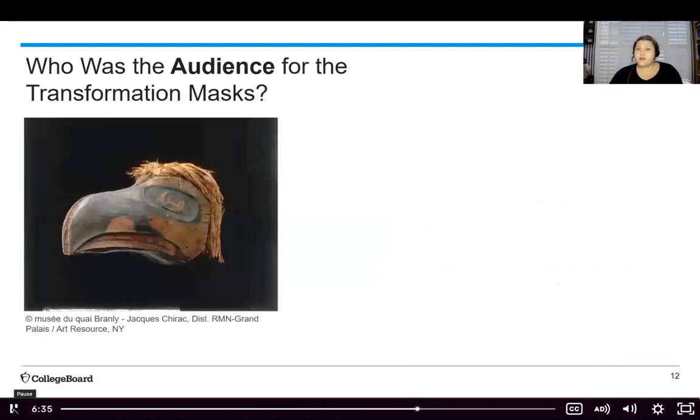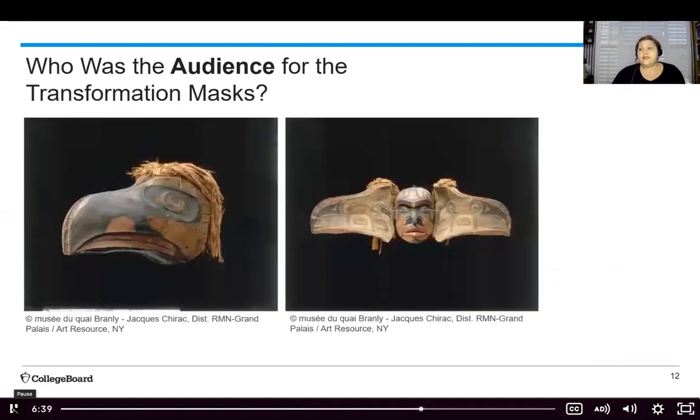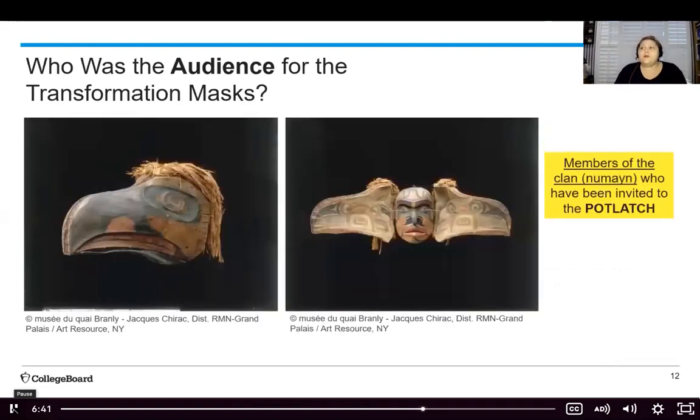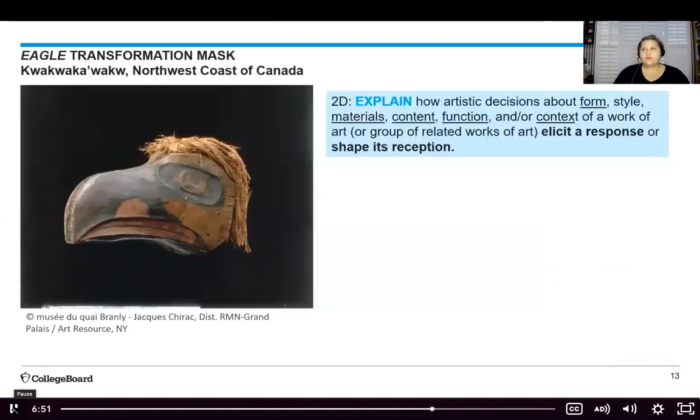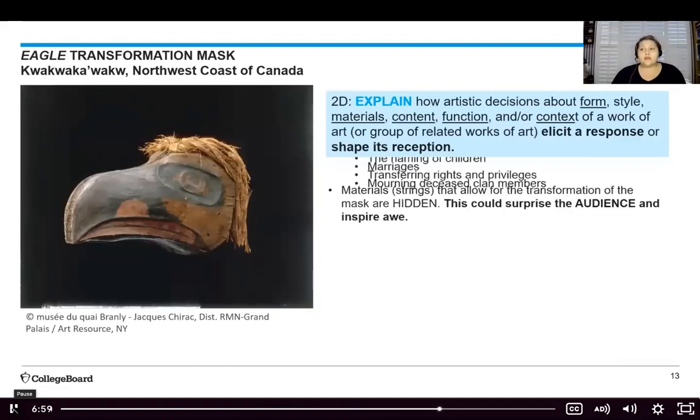Well, they were used at the potlatches. So it's going to be the people who were invited to the potlatch. It would be the members of that clan, the new mine, who had been invited to watch, who had been invited to participate in this celebration of that particular clan or new mine. How did the artistic decisions made when creating this work aim to elicit a response?